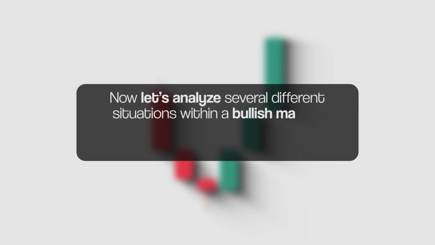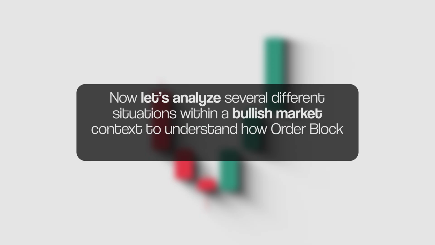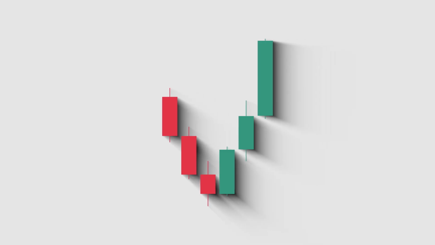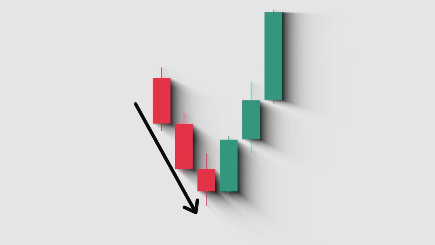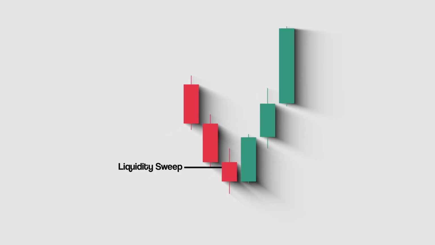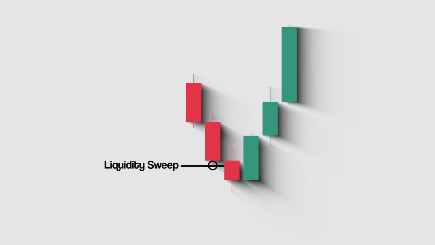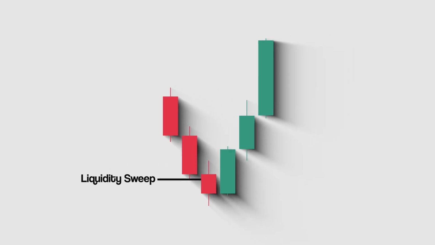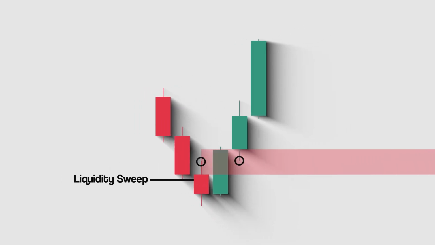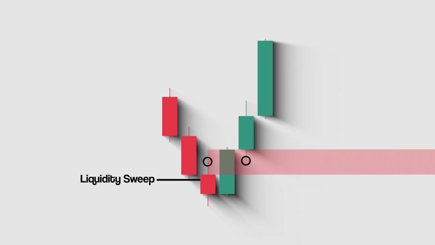Now let's analyze several different situations within a bullish market context to understand how order block exceptions work in real price action. In the first scenario, we observe price declining through 3 consecutive bearish candles. The final bearish candle performs a clear liquidity sweep, taking out the previous low and immediately signaling potential reversal. However, we also notice that no imbalance forms above this candle. In other words, the second validation rule is not met at this level.